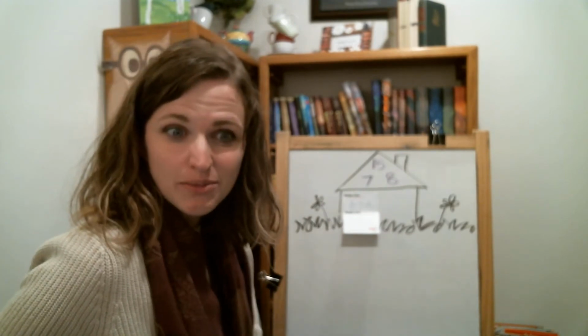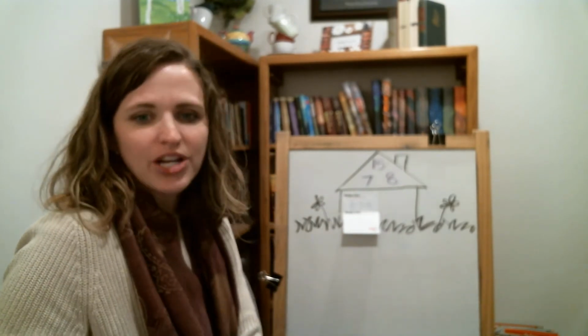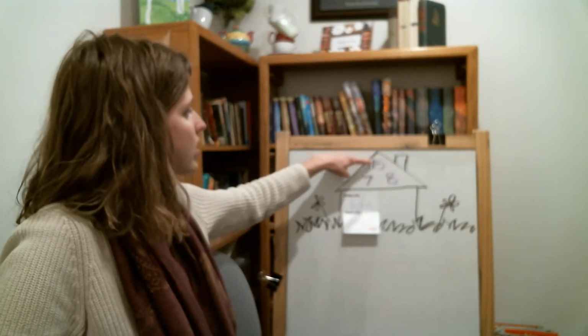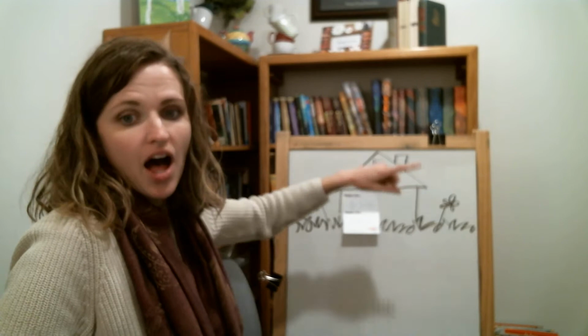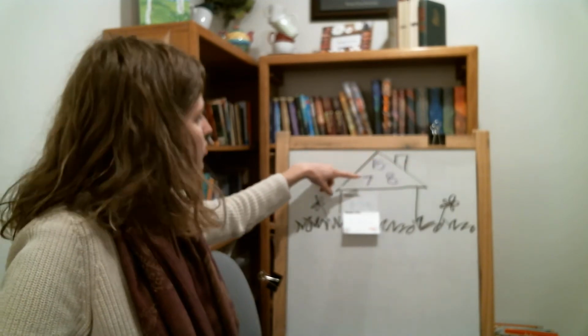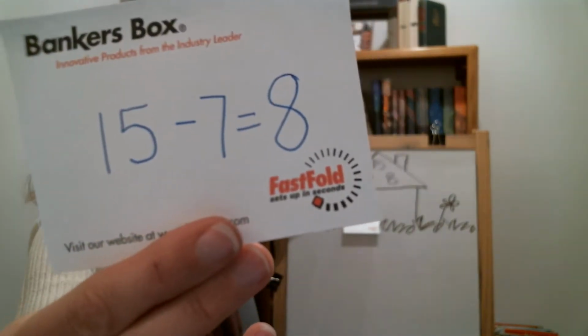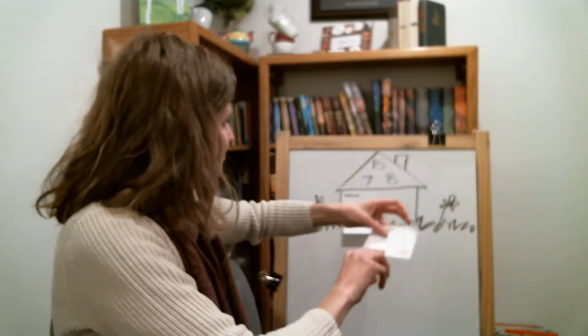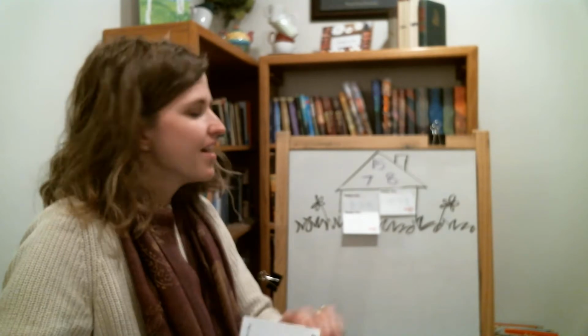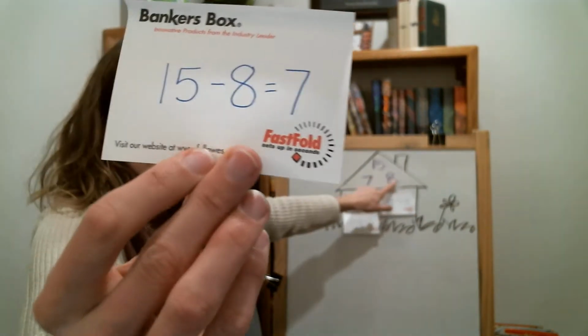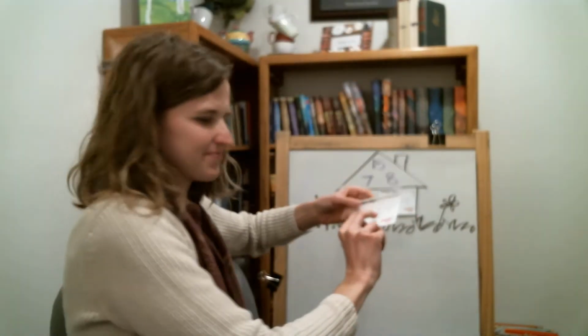Now let's do our subtraction parts. When you subtract, you start with the whole number and you subtract one of the pieces, one of the parts. I'll start with the whole number 15 and subtract 7. 15 minus 7 equals 8. And then we'll try the other side. 15 minus 8, that equals 7.